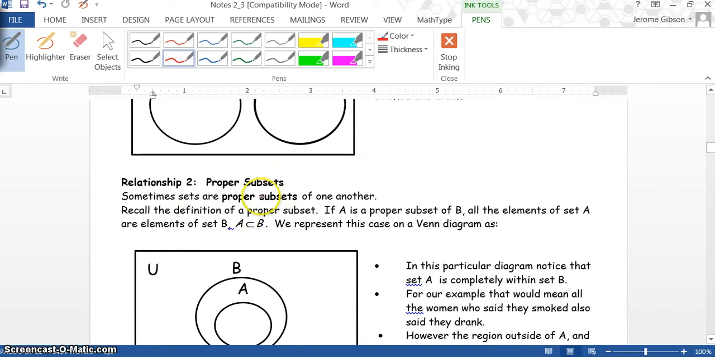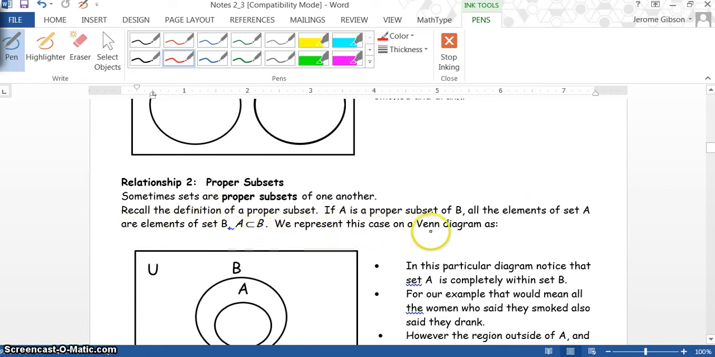Relationship 2. Proper subsets. Sometimes sets are proper subsets of one another. Recall the definition of a proper subset. If A is a proper subset of B, all the elements of set A are elements of set B. A is a proper subset of B.